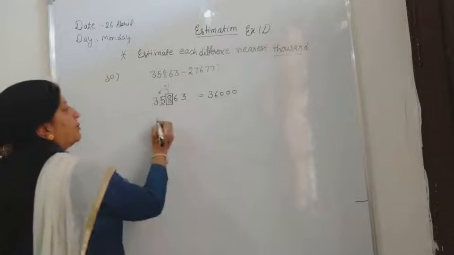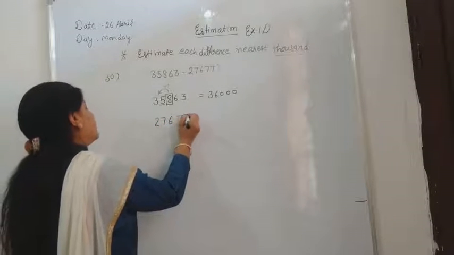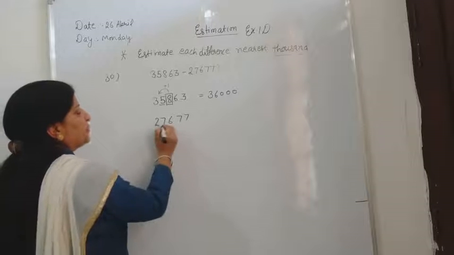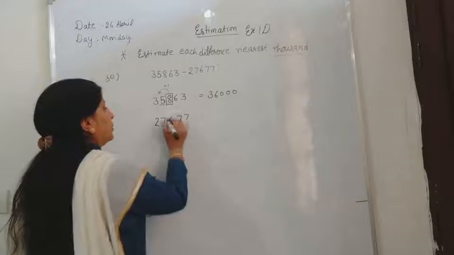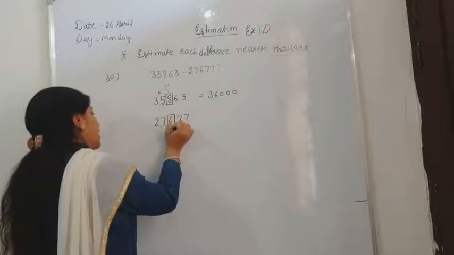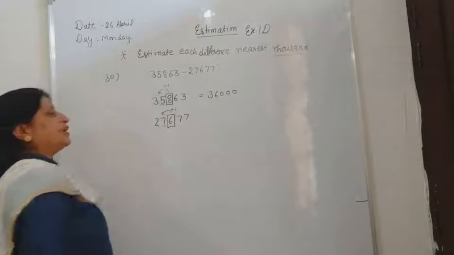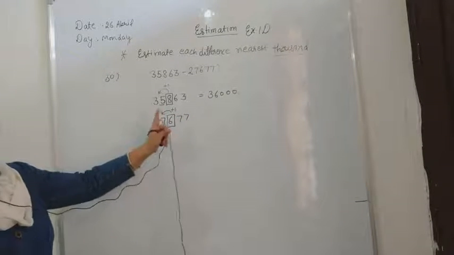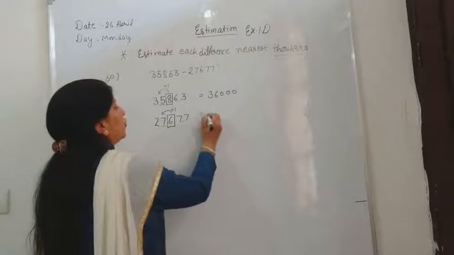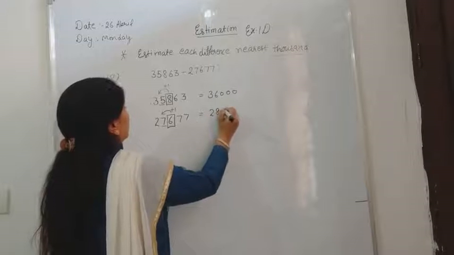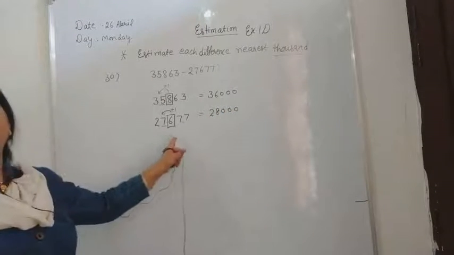Now our next number is 27,677. Again we look at the thousand place number. The thousand place number is 7. So we underline this number, and at the 100 place number we put a box and we see that this number is greater than 5. So we add 1 to the thousand place number, and now our number becomes 28,000, because we replace the ones, tens and 100 place numbers by 0.